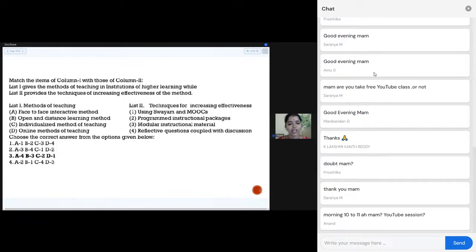Online method of teaching using Swayam. When you identify this one option, it becomes clear. No need of doing all those things. When I identify Swayam and MOOC as the online method of teaching, only one option is there, D1. Simply we can select. Very good. Yes, next.